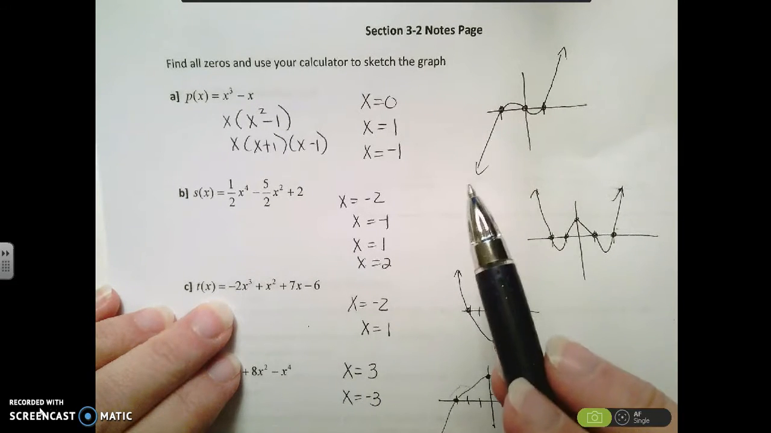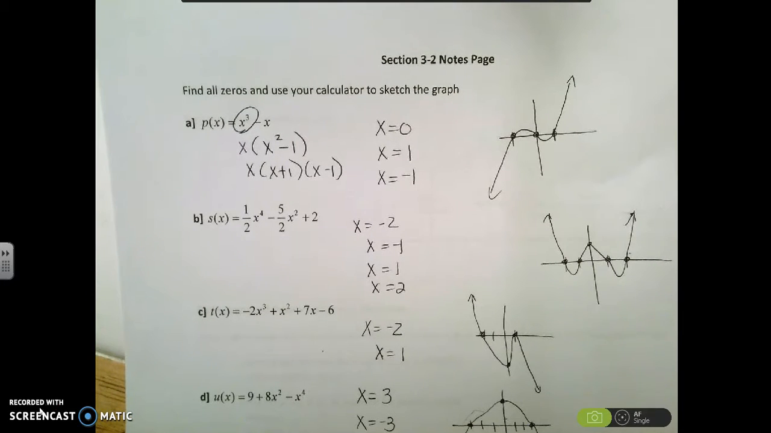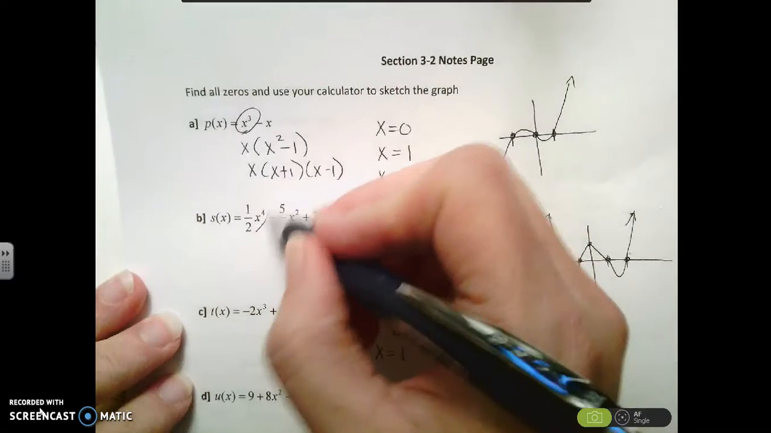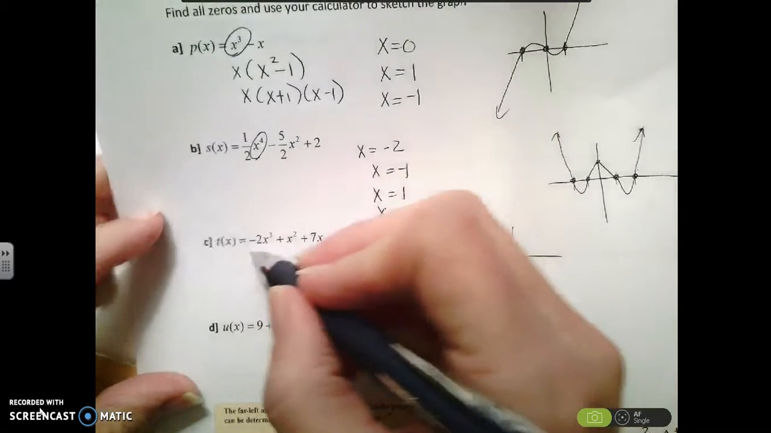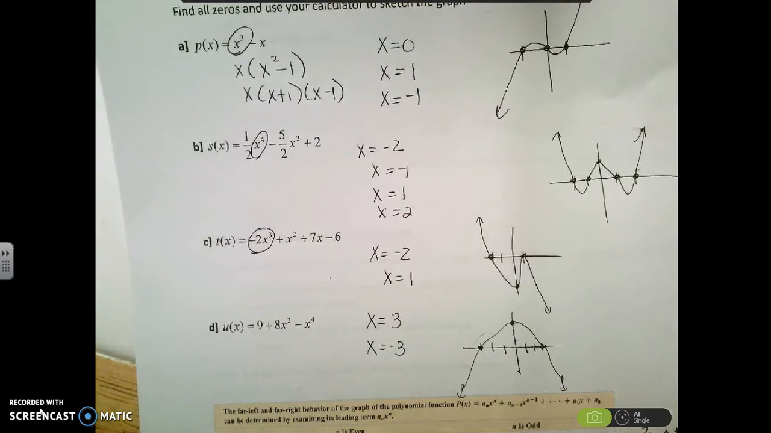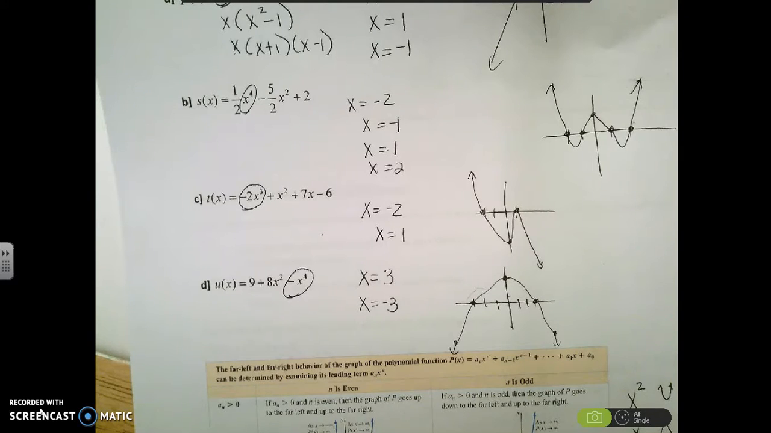The biggest thing I want you to see here is that this x cubed tells us that this graph is going to have a left behavior down and a right behavior up. This x to the fourth tells us that we're going to have a left up and a right up. This negative x cubed tells us that we're going to have a left up and a right down. And this negative x to the fourth tells us that we're going to have down on both sides. And so we're going to build on this some more today.